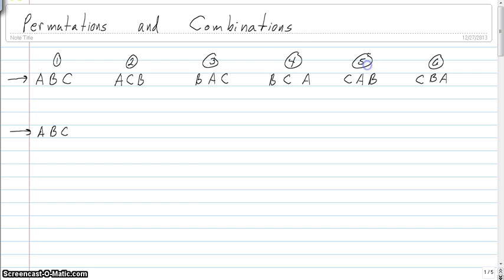So the main distinction between a permutation and a combination is whether or not the order makes a difference. There are going to be more permutations than combinations, because if you put the objects in a different order, you get a different permutation, whereas with a combination that doesn't matter.